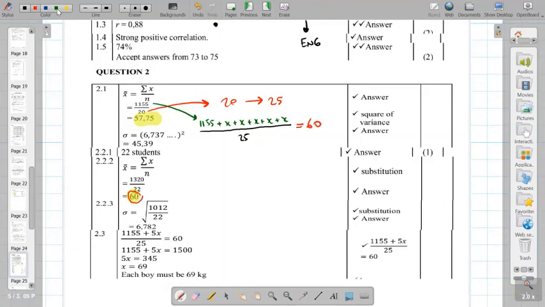And as you see, that is done here, that equation is written already there. So you can see 1,155 plus 5x divided by 25 is 60. So that's our equation, okay? And then you solve for x, that's it.